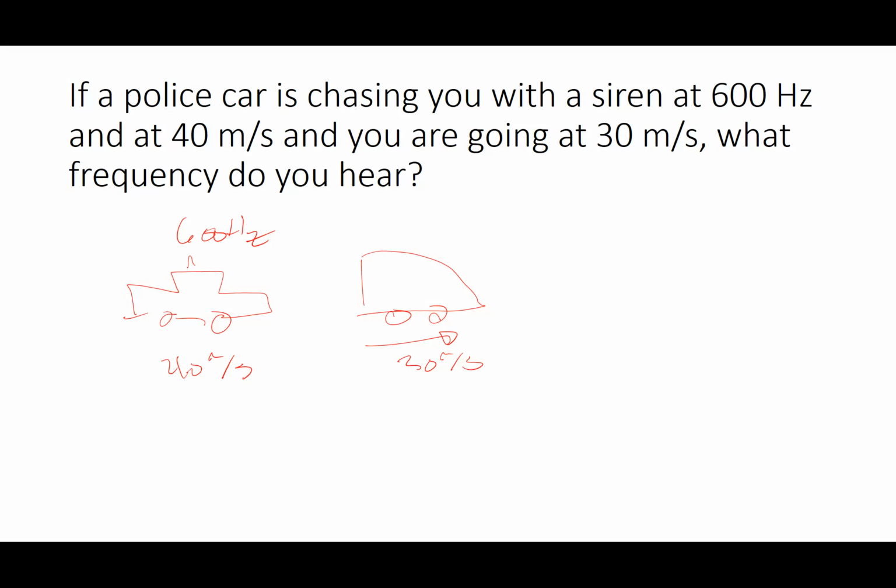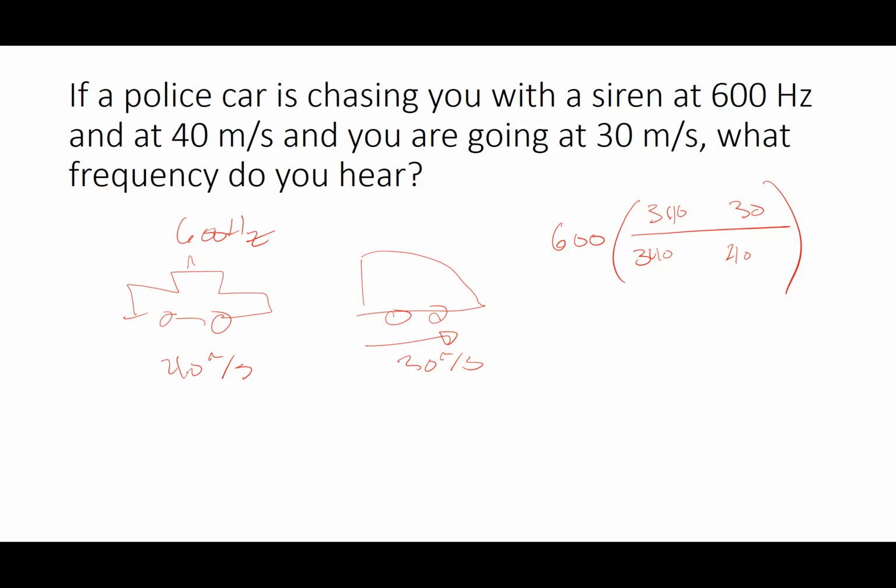All right, so we're going to set up our equation. So you put 600 out front. That is the frequency of the source. Velocity of the wave. Velocity of the observer. Velocity of the source. All right, so we don't know if it's plus minus yet.